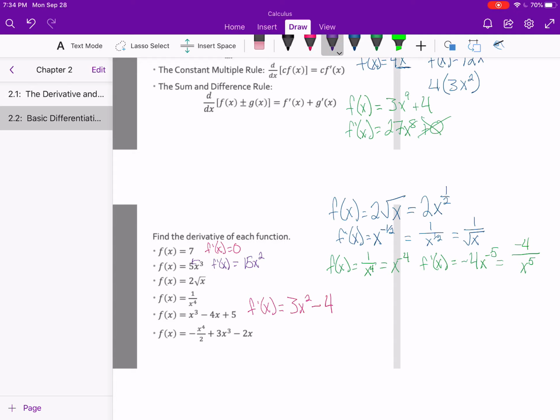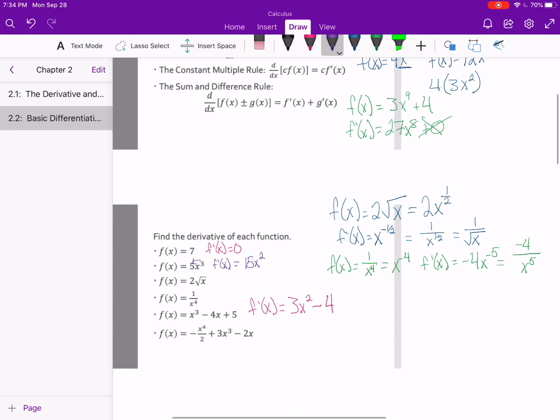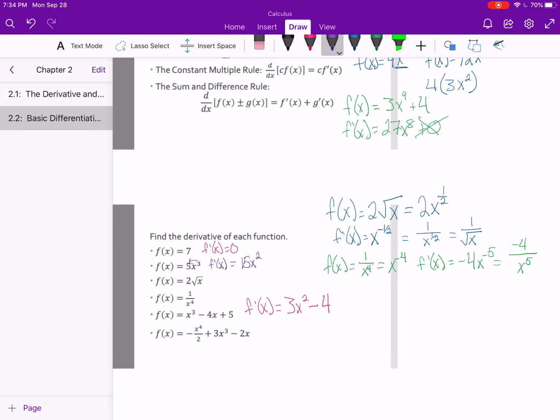And lastly, finding this derivative, I'm going to rewrite this because I don't like that negative x to the 4th over 2. I'm going to rewrite that as negative 1/2 x to the 4th. I just like things to be a little bit more in the way that we know them better, so we can use our derivative rules a little bit easier.